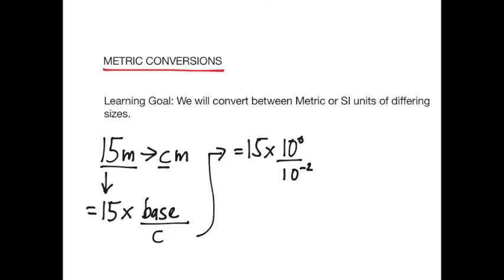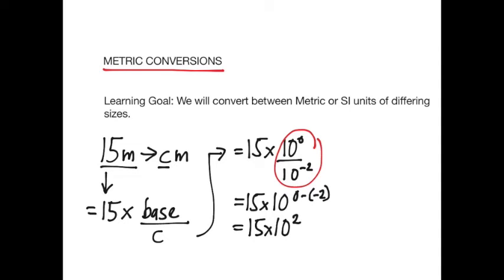negative 2. Our next step is to simplify this. We have 10 to the power of 0 divided by 10 to the power of negative 2. When dividing powers of the same base, the rule states that we subtract their exponents. So this can be rewritten as 15 times 10 to the power of 0 minus negative 2. 0 minus negative 2 becomes positive 2, and this can be rewritten as 15 times 10 to the power of 2. Include the units, in this case it's centimeters, and we're almost done.